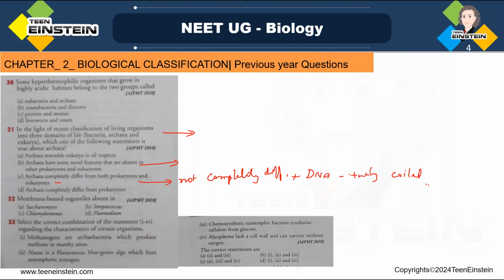So archaea is not completely different from prokaryotic and eukaryotic organisms, and it resembles eukarya because both possess several metabolic pathways. This group contains methanogens that can produce methane gas. And the DNA which is present is in a positively coiled state. So these are the features of archaea. So here, which statement is true about archaea?